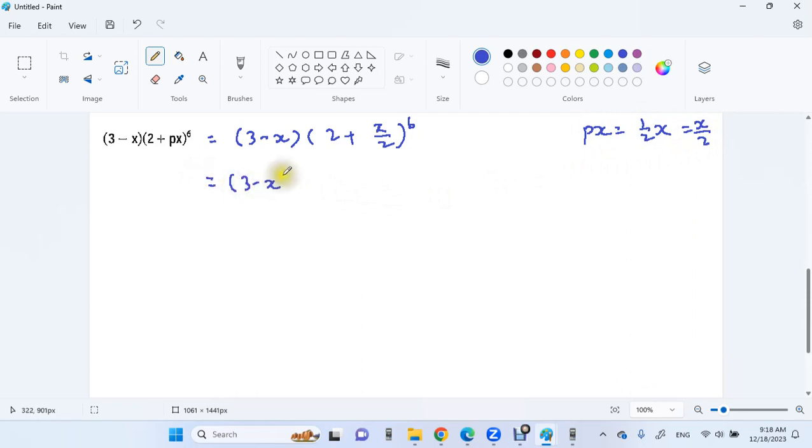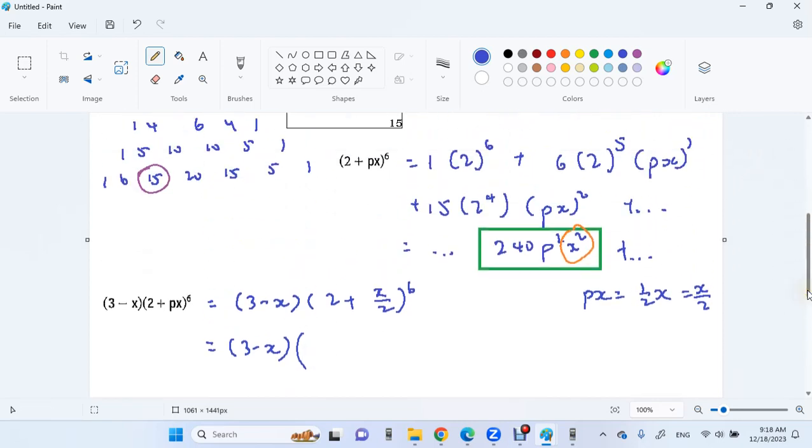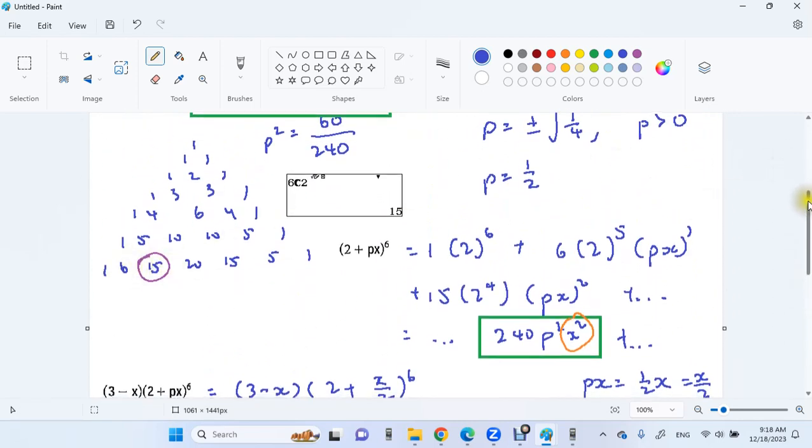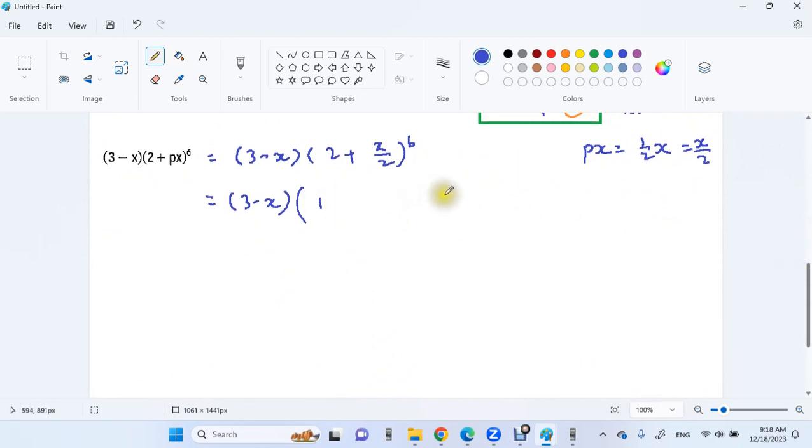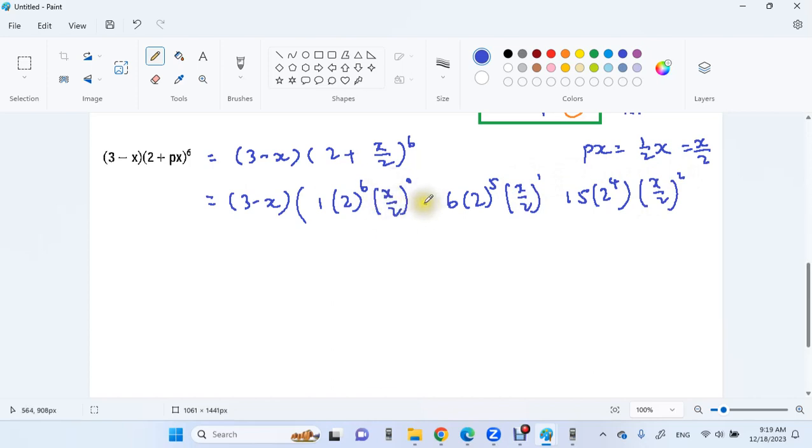So this is (3 - x), and then we have the power 6. Just now the power 6 is 1, 6, 15, and 2 power 6, 2 power 5, 2 power 4, and then x over 2 power 0, x over 2 power 1, x over 2 power 2. Actually, this one no need to write, but I normally do, and if you write it also okay.